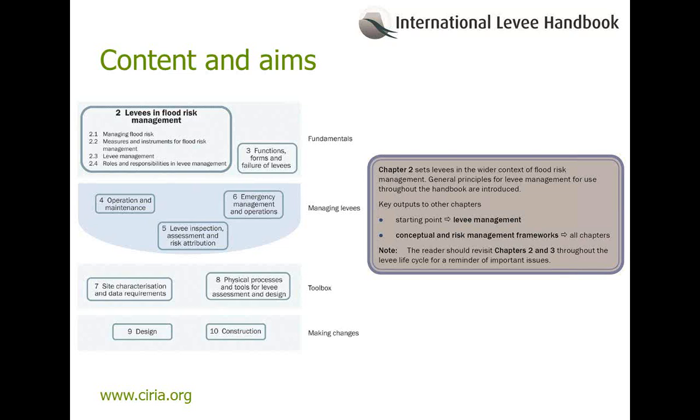The chapter sets levees in the broader context of flood risk management and introduces the general frameworks and principles for their management and use that are used throughout the handbook. Together with Chapter 3, it provides the foundation on which the rest of the chapters build and provide more detailed information.